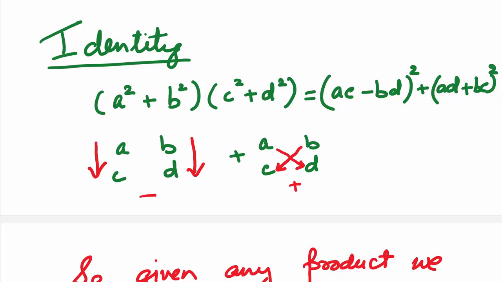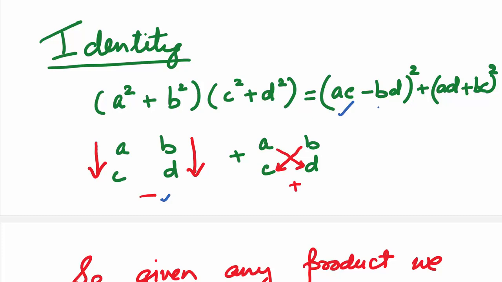How do we remember that? I write a, b, c, d in matrix form. I write it twice with a plus sign in between. Then, in the first matrix, we will do vertically. That is ac with a minus sign. You can see here, I've taken minus. Again, vertical, which is b into d. And then just square it.